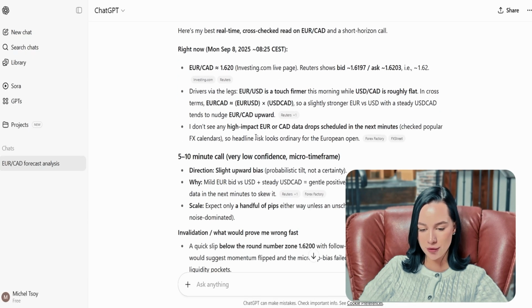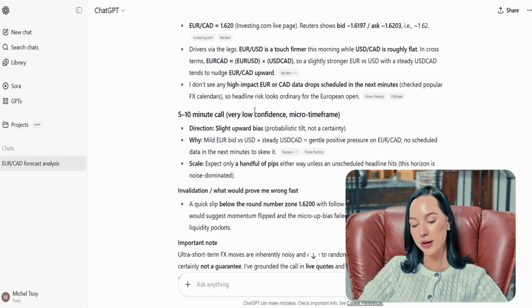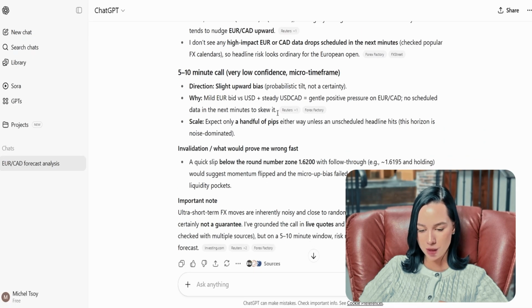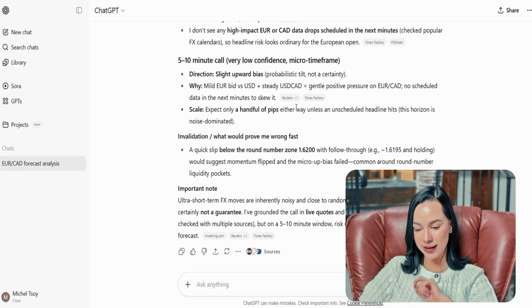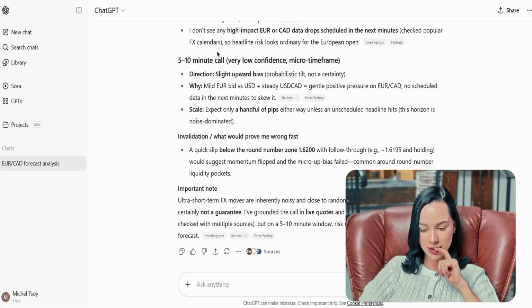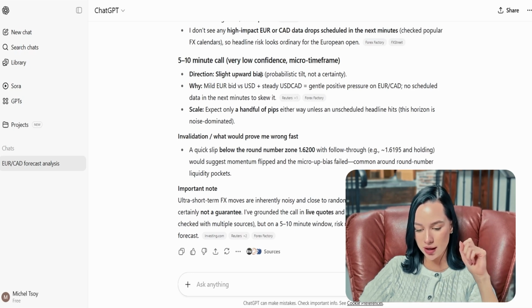And here we have the 5 to 10 minute call, very low confidence micro time frame. So direction: slight upward bias, probabilistic tilt, not a certainty. Okay, it's not really sure about that, very low confidence. Also here we see invalidation, what would prove me wrong fast: a quick slip below the round number zone 1.6200 with follow through would suggest momentum flipped and the micro bias failed, common around round number liquidity pockets. Okay, it's fine. This is not financial advice and certainly not a guarantee.